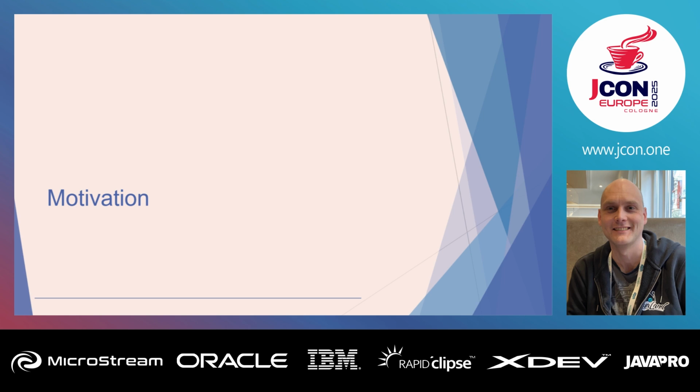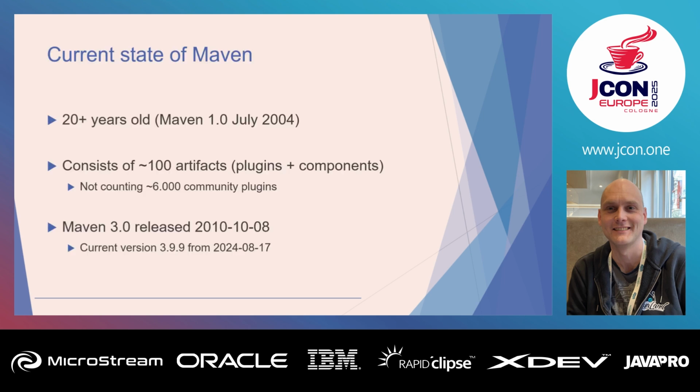So, motivation. When we look at the current state of Maven, we have to consider Maven is over 20 years old, with the first version from 2004. It's not only a single program, but it consists of about 100 artifacts and repositories, only counting the official Maven plugins, Maven core, and Maven components. Not counting the, last time we checked, about 6,000 community plugins and whatever else is on Maven Central.